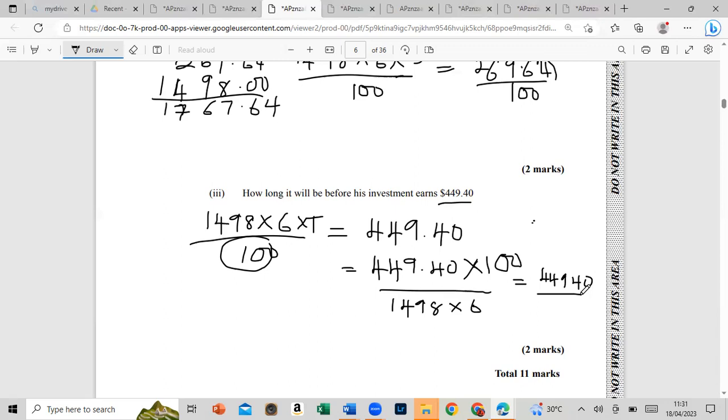Alright, so we have 44,940. Divide, put the bracket, because we want to work out the bracket part first, which is 1498 times 6, and that equals exactly 5 years. So it will take 5 years to earn that. It's a very long time to earn $400 and something.